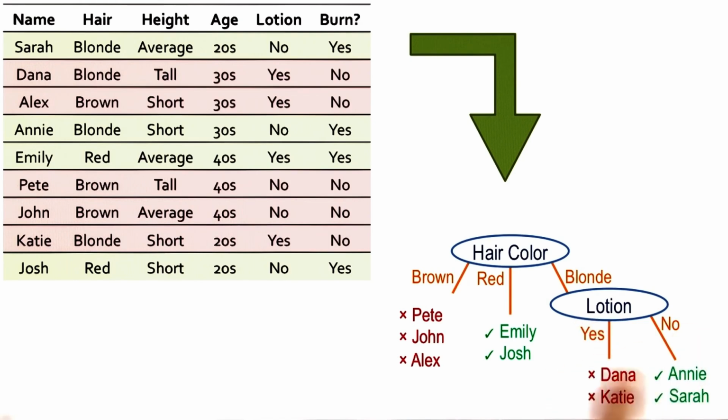Lotion now classifies the remaining examples into 2 categories. Some people used lotion, other people did not. Those who used lotion did not get sunburn. Those who did not use lotion did get sunburn. Once again, these are all negative instances. These consist of only positive instances. Thus, in this decision tree, simply by using 2 features, we were able to classify all of these 9 examples.